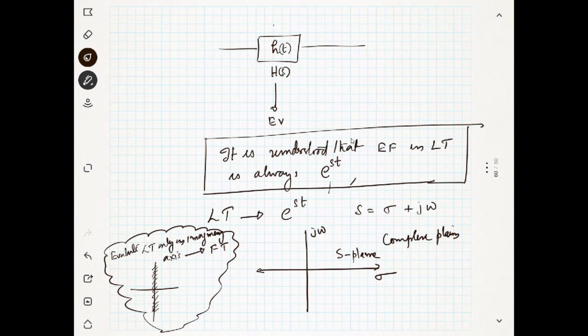Now, I told you if you have x of t as input to a system, you will get y of t. If you give e power st, you will get some h of s into e power st. If you take the Laplace transform of x of t, Laplace transform means you are finding the eigenvalue. I told you it is the eigenvalue. I'm representing the Laplace transform as x of s. What will be the output here?